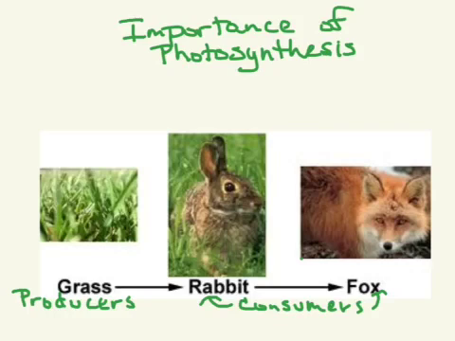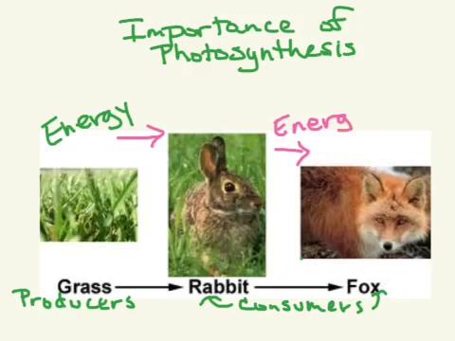So the reason photosynthesis is so important is because the energy from the grass goes to the rabbit after it's eaten the grass, and then the energy that the rabbit takes in would go to the fox in a simple food chain. We call plants producers because they can make their own food. Animals, like the rabbit and the fox, are consumers because they cannot make their own food.